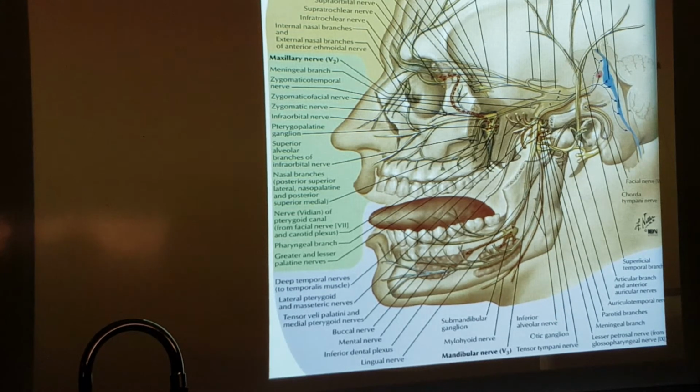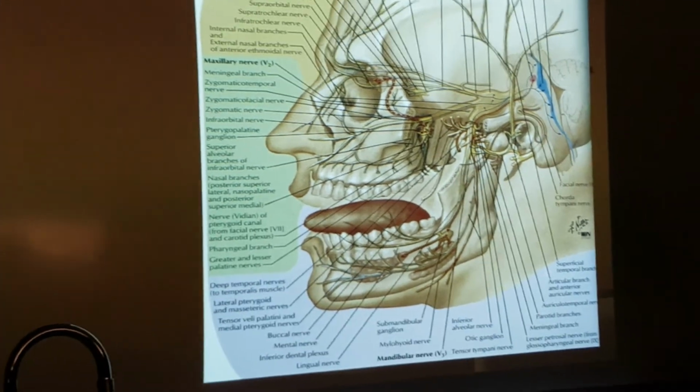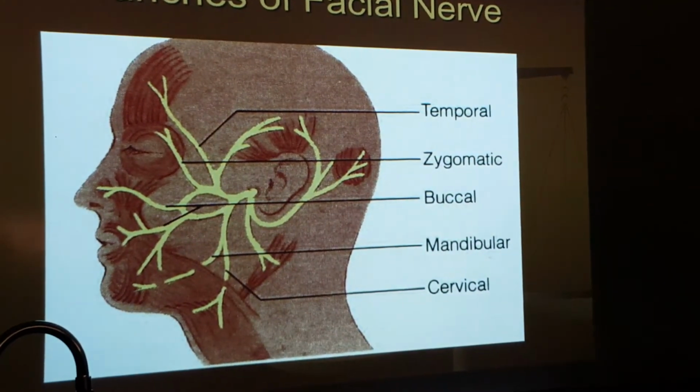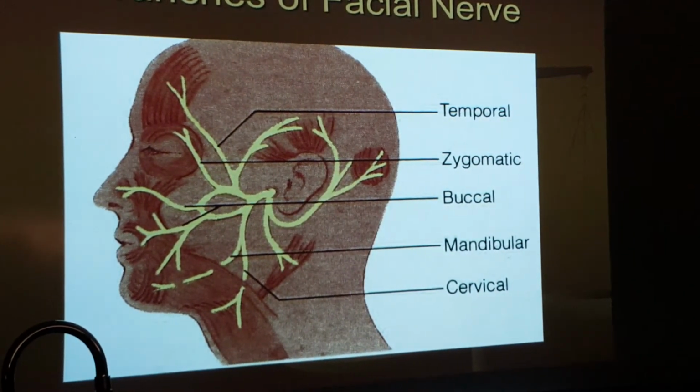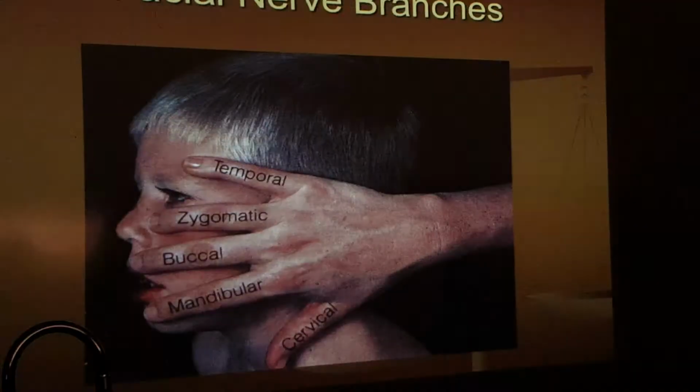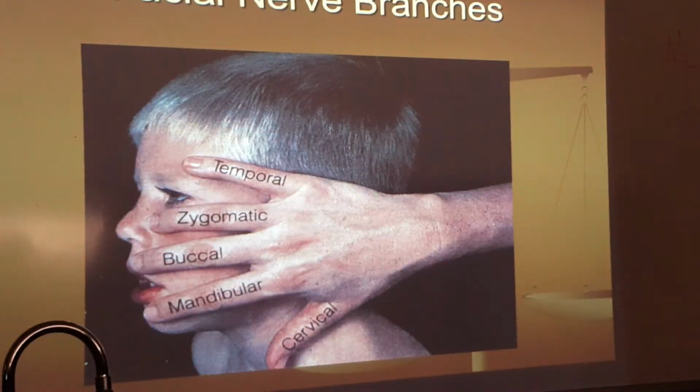So, and I only have this on pictures. And there are those again. Okay, 5 branches of the facial nerve. There they are on another picture. And another picture. And our model, that half head, has the temporal, the buccal, and the mandibular, doesn't it?